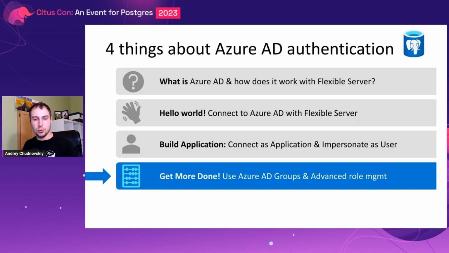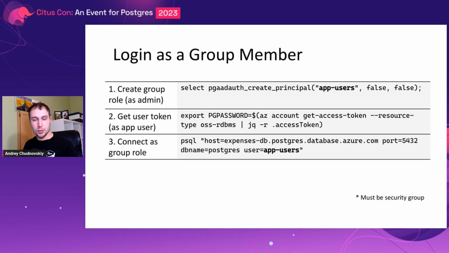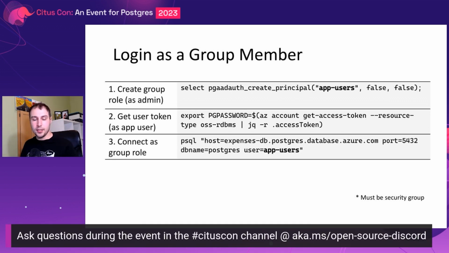Now let's get to more advanced features we support with Azure AD authentication. The first one is logging in as group members. In the examples so far, we've created individual roles in PostgreSQL Server for each individual user. The alternative is that you create a role for a group.